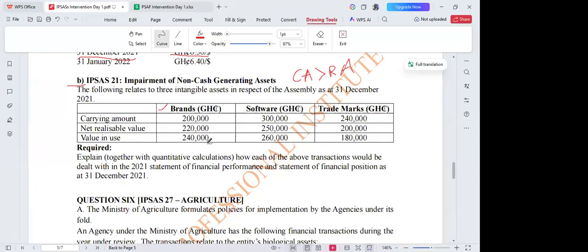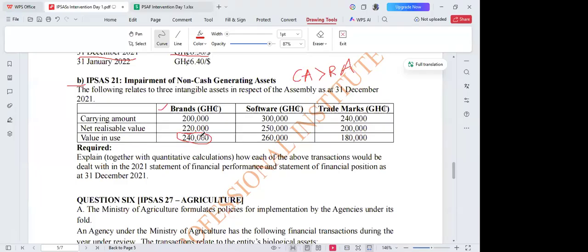Which is higher? The value in use. Okay, so say the value in use, yes, that's 240. Then we check the condition for impairment for brand.